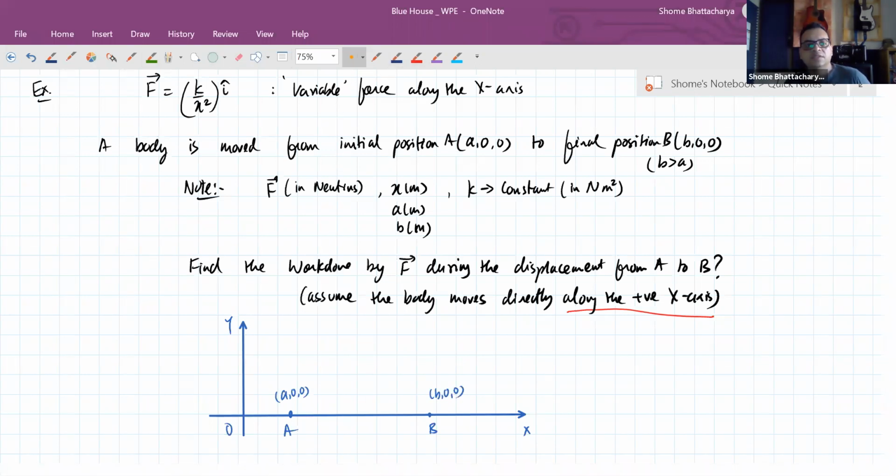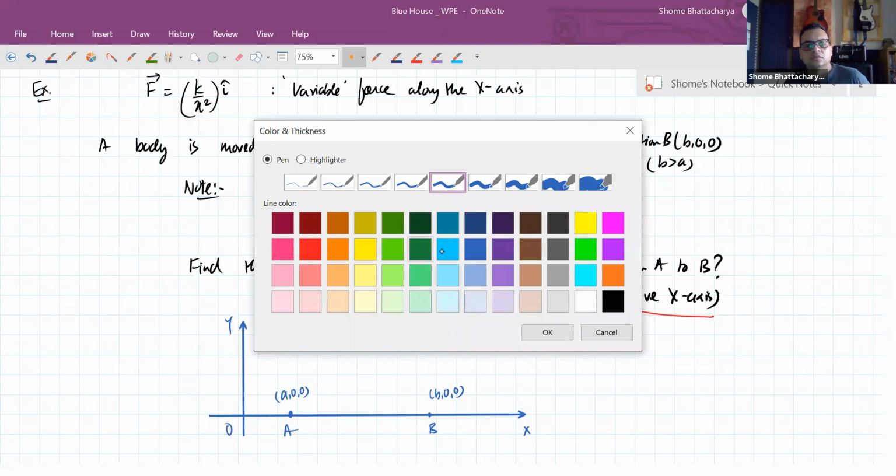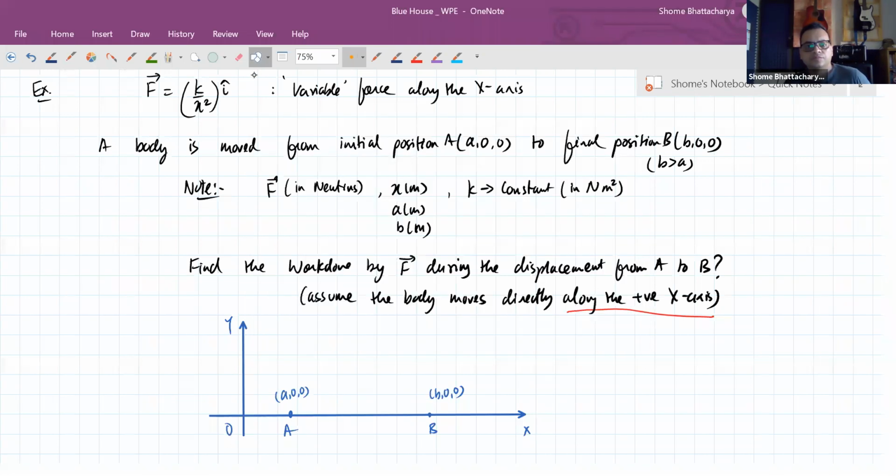Now, as the body is making a displacement from this point to this point, its overall displacement vector is going to look like this. But during that displacement, the force is not constant, the force is variable. So we also have to understand that while making the overall displacement, if we take one very small part of that displacement, ds, how much force is acting on the particle during this small displacement? The force acting on the particle at this point is like this. It's acting along the positive x direction.